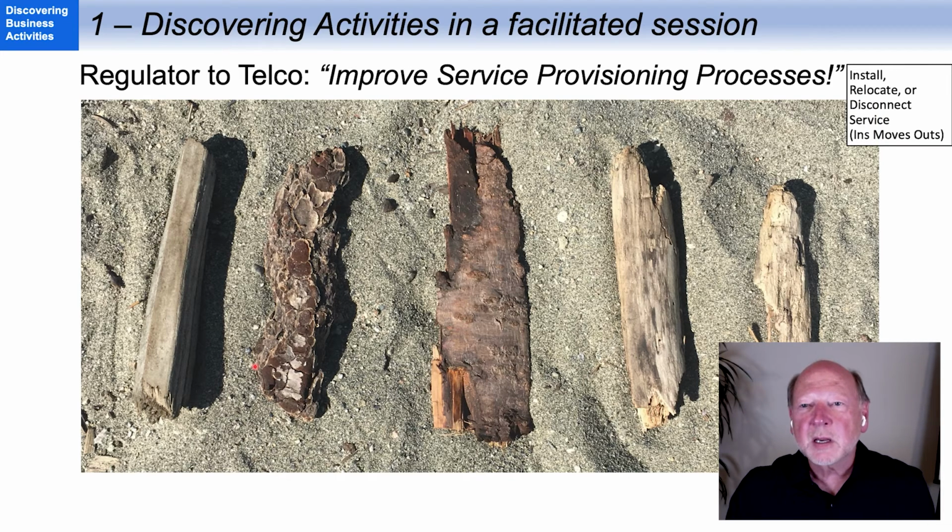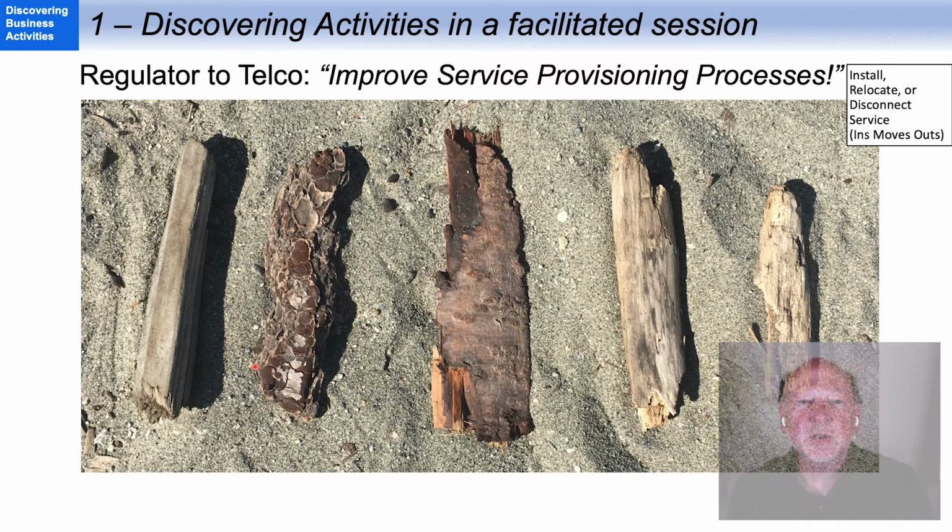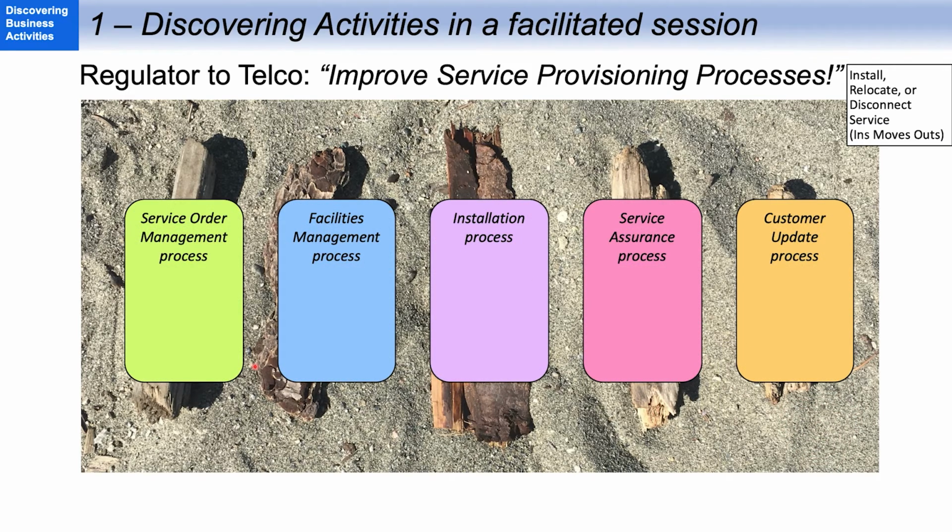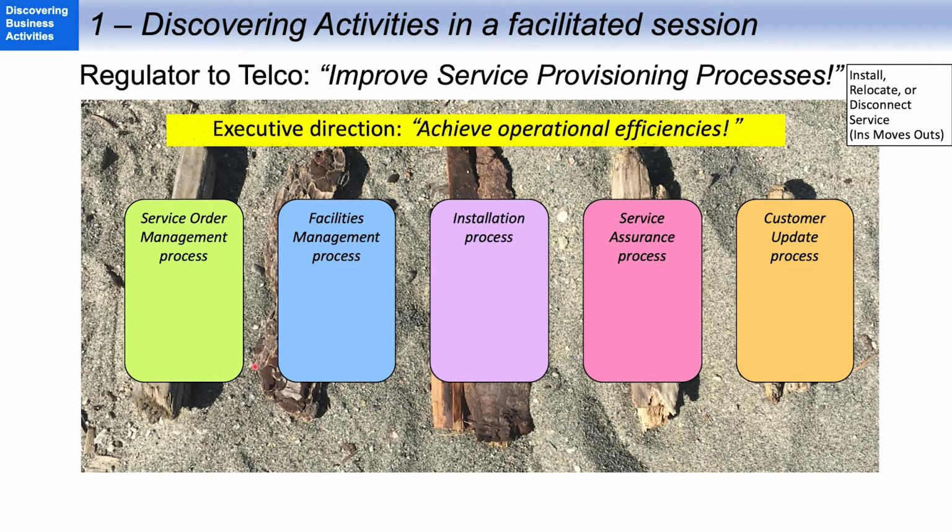This became the starting point for explaining one of the real problems with top-down approaches. I'm going to illustrate it with this example from a telephone company I was at that had been directed by their regulator to radically improve their service provisioning processes, the processes by which they install, relocate, and disconnect service. So they dutifully went about discovering their main processes. They identified them in a top-down fashion. They were directed by their executives to achieve operational efficiency, which is a pretty bad thing to try and do when you haven't actually identified true processes.